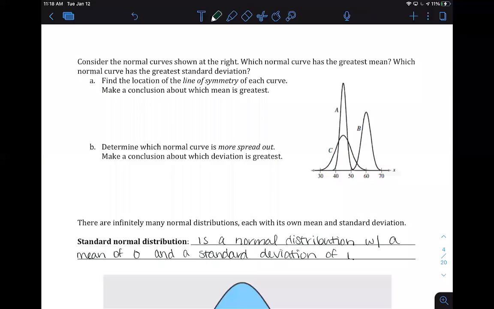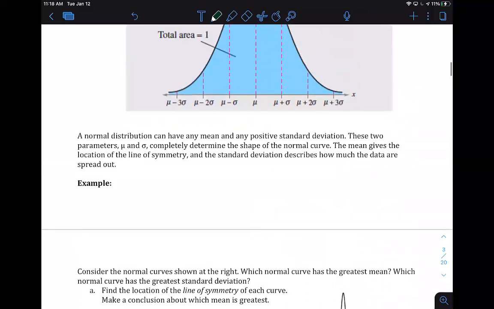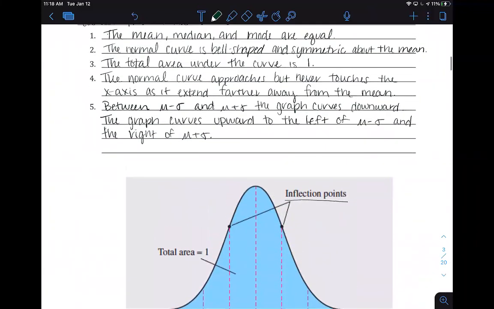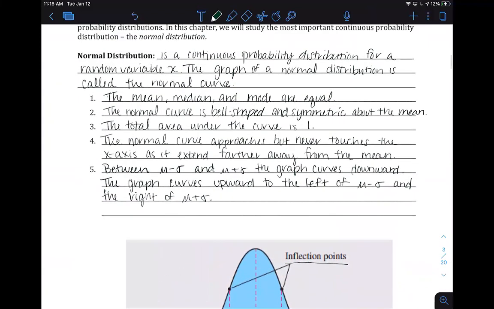So we talked about normal distribution. Okay, so normal distribution is our bell curves. One of the things that we talk about in this first information is that the mean, median, and mode are all equal, but everything's centered around the mean. Okay, and then our standard deviation determines how the bell curve spreads out.